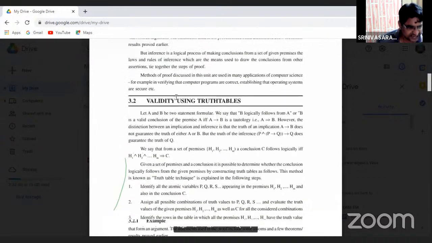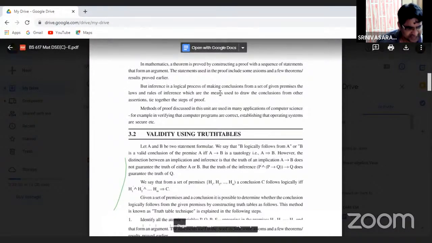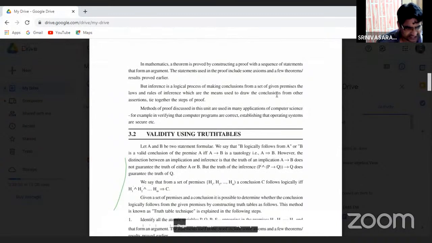But inference is a logical process of making conclusions from a set of given premises, using the laws and rules of inference, which are the means used to draw conclusions from other assertions and tie together the steps of a proof.